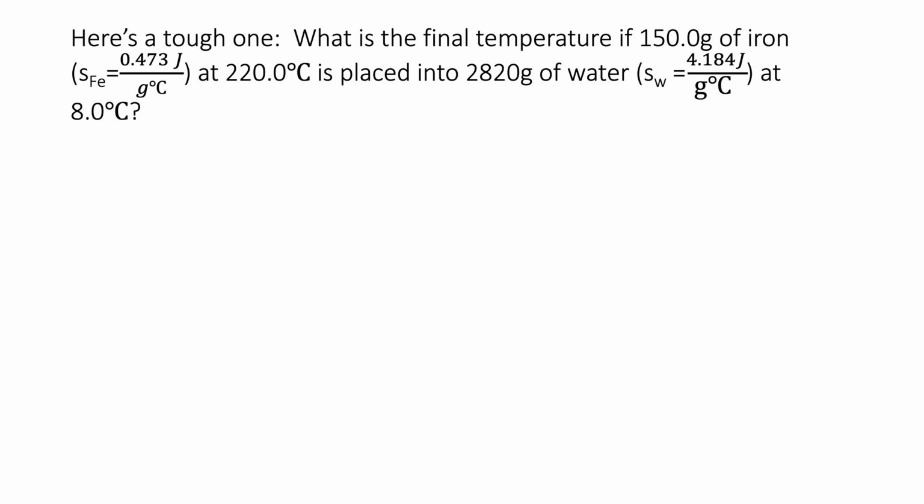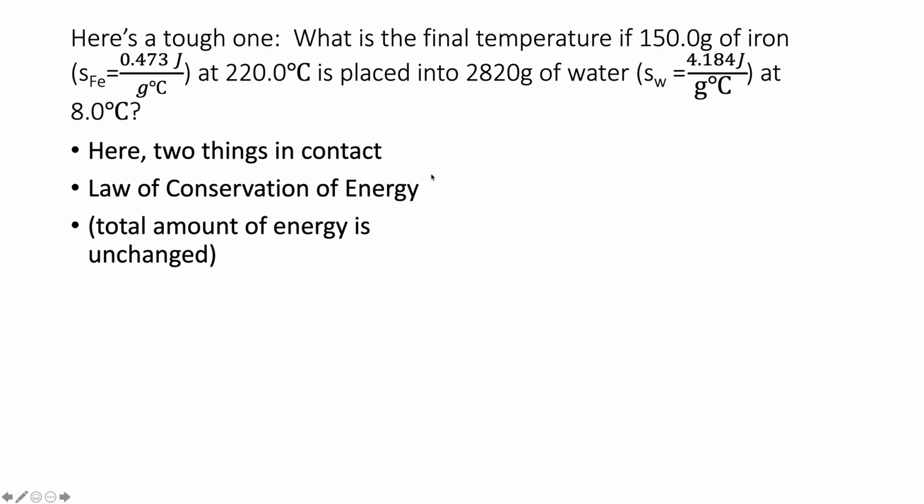So this one says, what's the final temperature if 150 grams of iron, and that's the specific heat of iron, right here, at 220 degrees C is put into 2820 grams of water, specific heat of water, at 8 degrees C. All right. Now, what's different about this problem is we have 2 things in contact. We have 2 initial temperatures, right? It looks like we have 2 heats.